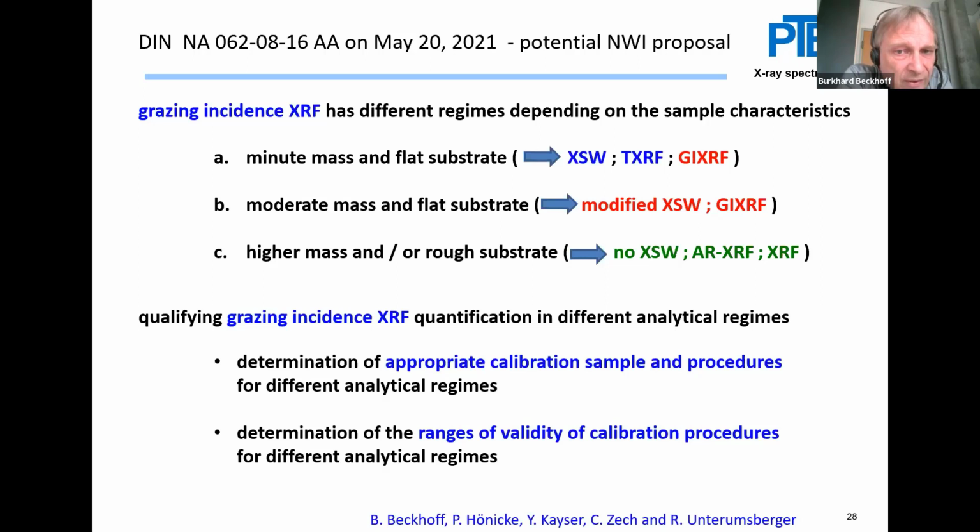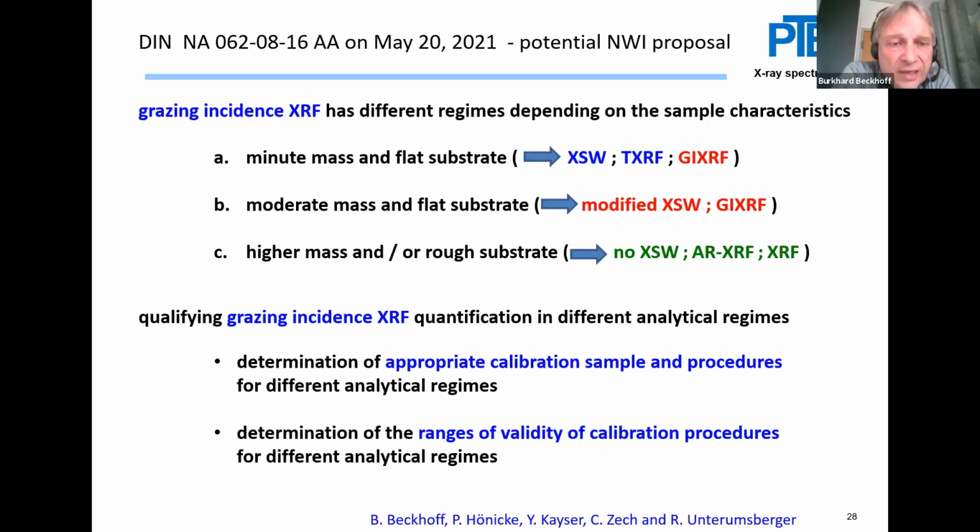And increasing the mass, we are having some sort of modified or degraded X-ray standing wave field, and we can still perform grazing-incidence XRF, but no longer total reflection XRF in the undisturbed regime. This is due to the calibration curve that I've just shown you. And for higher masses or rough substrates, the main difference is we no longer have an X-ray standing wave field, but we can reveal information by a variation of the angle, for example, about matrix elemental depth profiles.